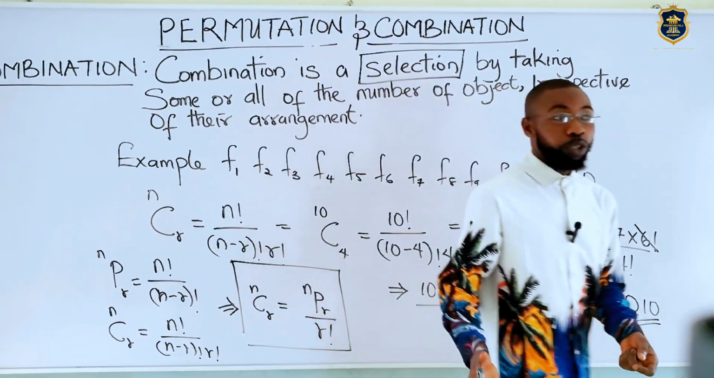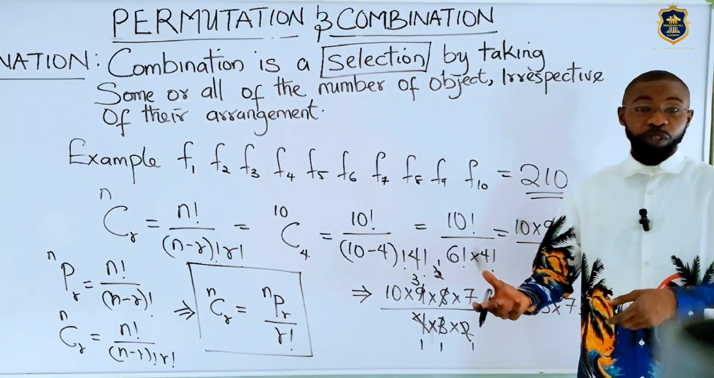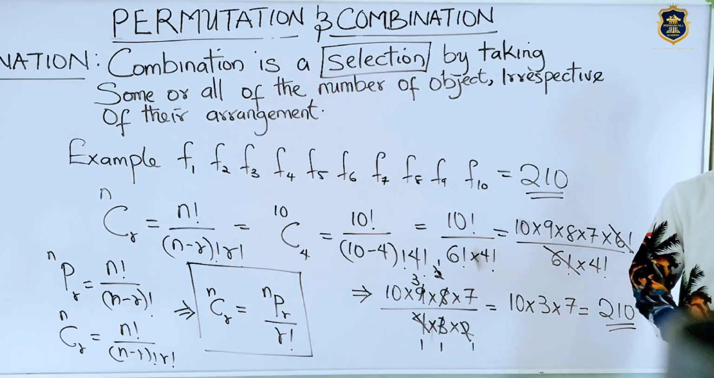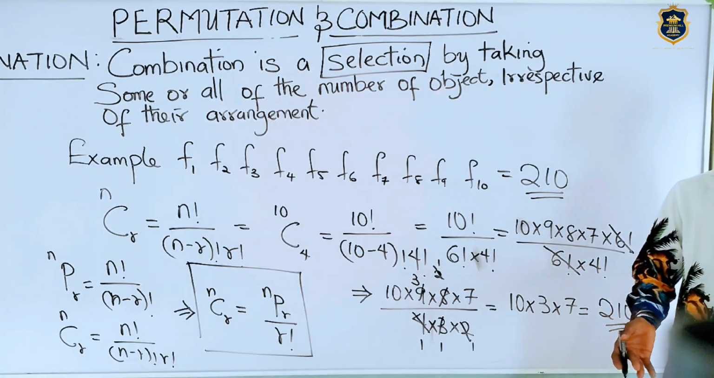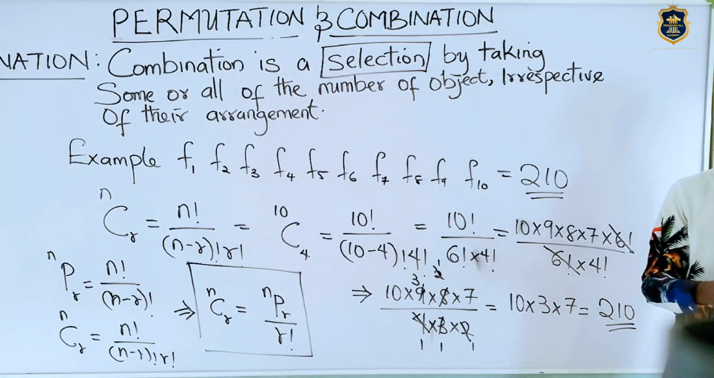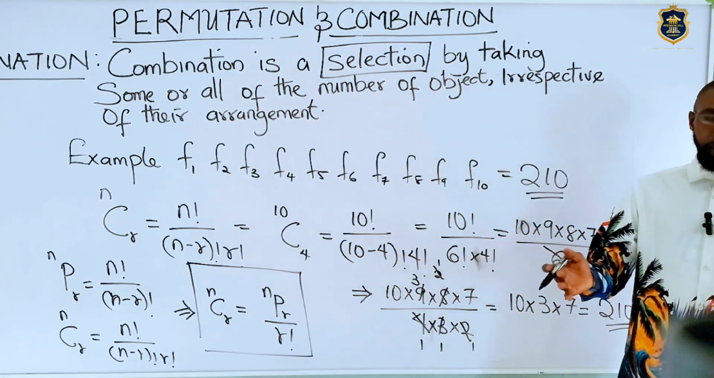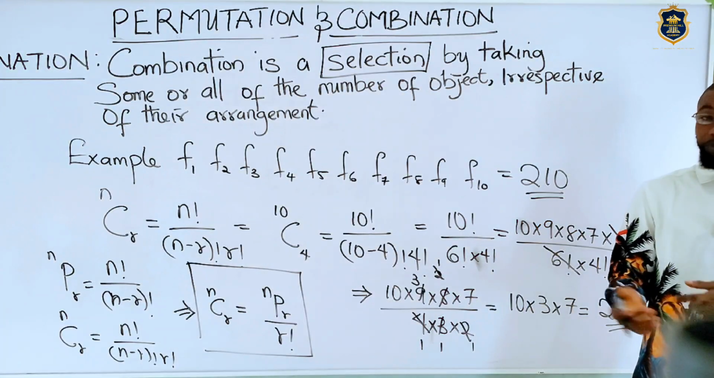I hope this simple explanation gives you an overview of what combination really is, right? We talked about permutation, talked about combination, and then we've talked about factorials. We've given examples of factorials, right? In the next video, we'll be doing calculations involving permutation and combination. Having done that, you can see that we're good to go from here, right?